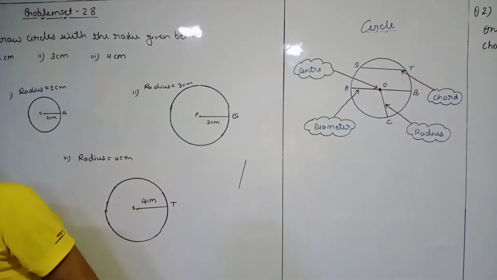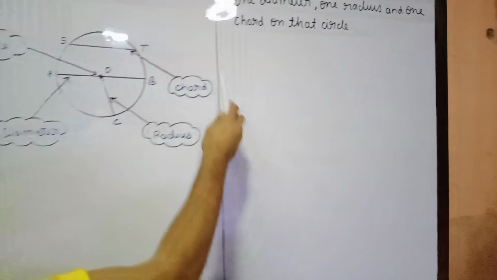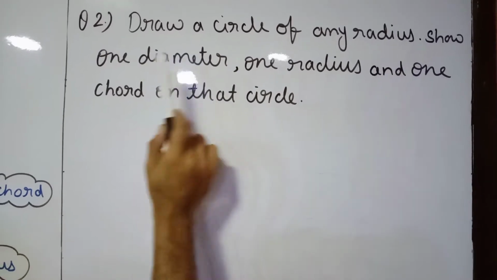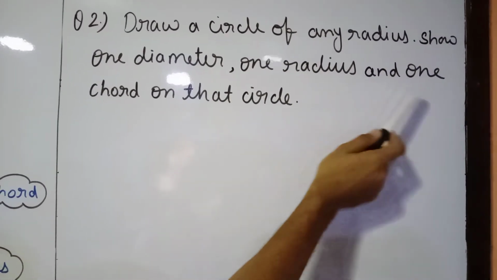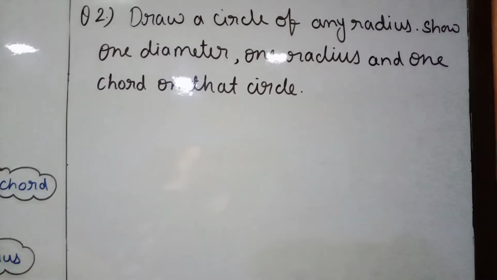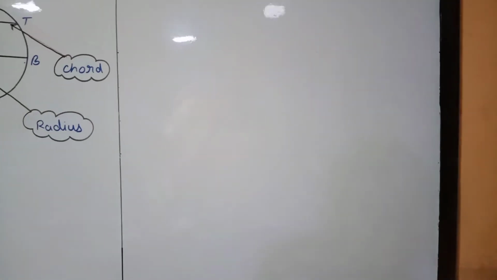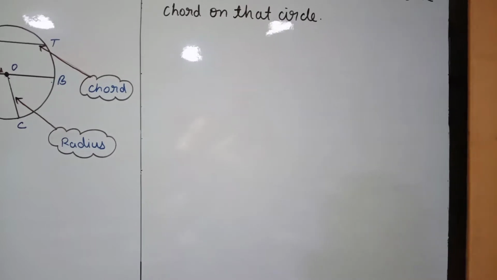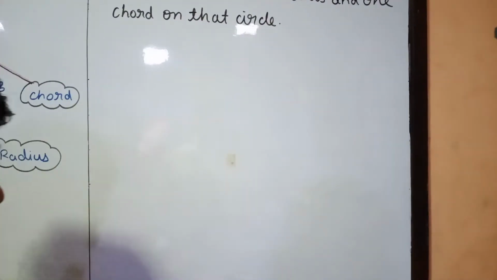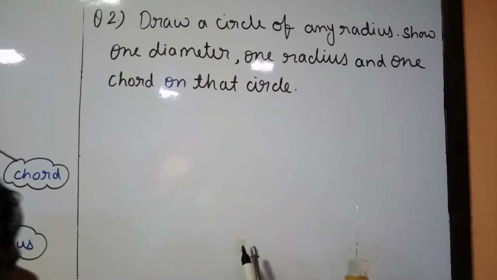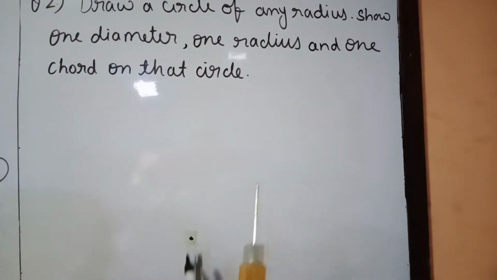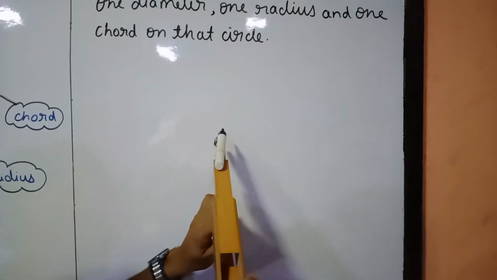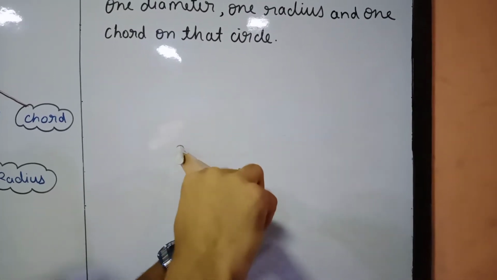Now we have the question number 2 of the same problem set. You can see over here, draw a circle of any radius, and show one diameter, one radius and one chord on that circle. So here we want to draw a circle, and with our choice we can take any radius. First we have to take a circle. So put the center over here, and now we don't have any foundation to take any radius, so we can randomly draw by ourselves. Put that and draw a circle.